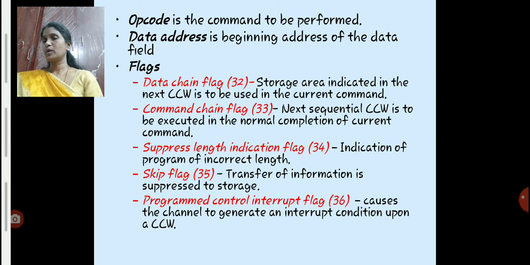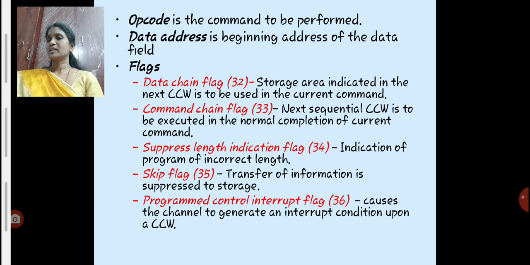First is opcode. What is opcode? Opcode is the command to be performed. For example, when we say move A comma B, the move is called the opcode. Or we can say load X comma Y, this load is called the opcode. So the command that is to be performed is specified in the opcode field. The next one is data address. Data address is the address in which the data resides. That says the beginning of the address of the data.